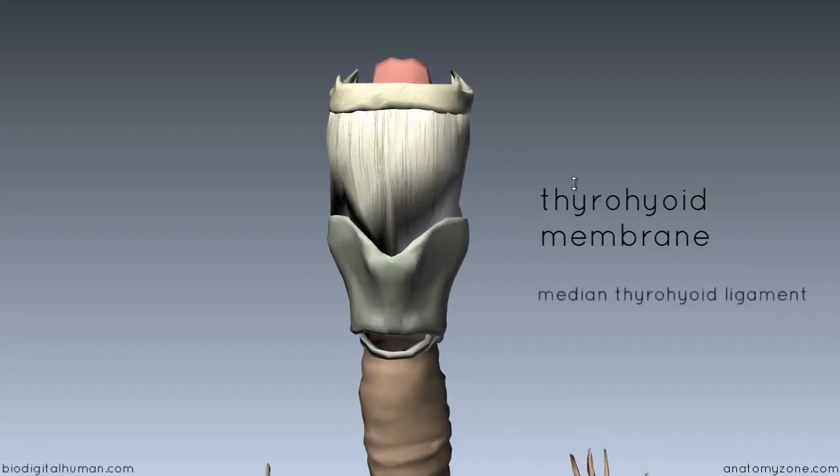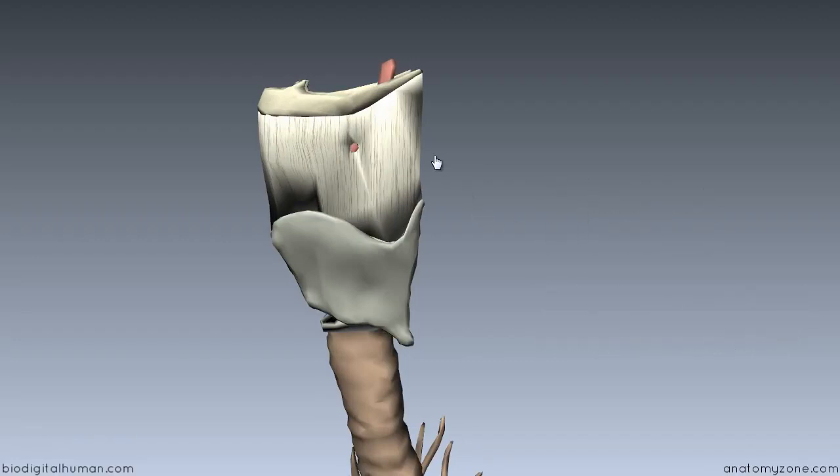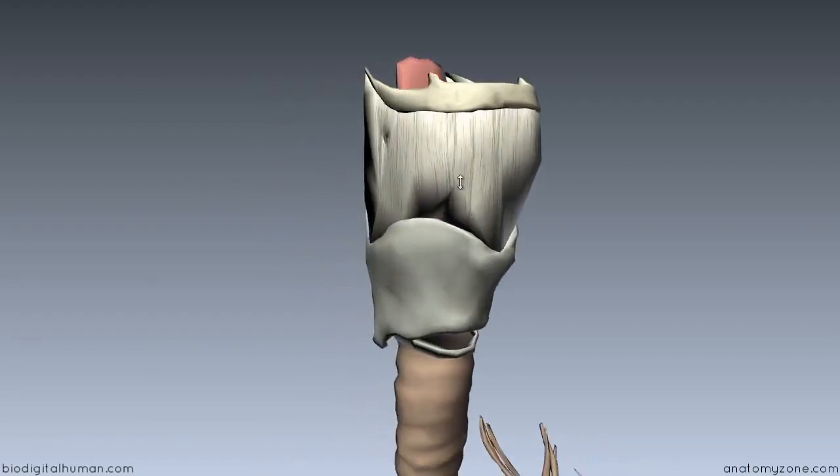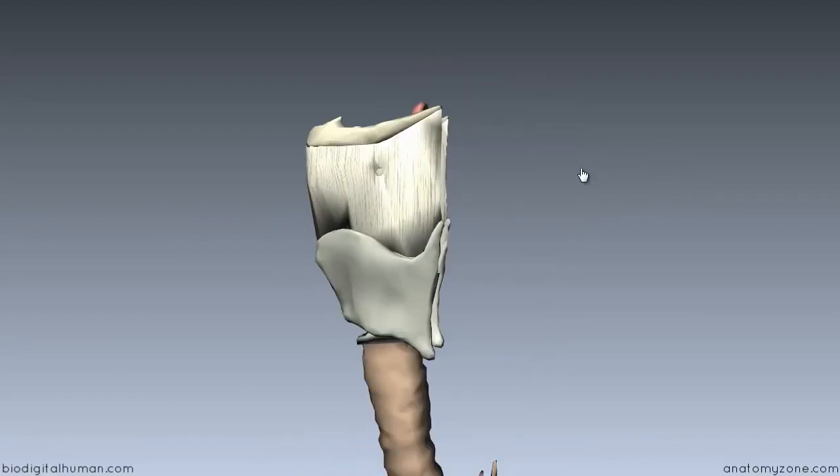ligament. And laterally, if you remember from the last tutorial, where the membrane attaches from the superior horn of the thyroid cartilage to the hyoid bone, it is thickened laterally to form the lateral thyrohyoid ligament. So you can also see this little hole in the membrane. So this is for the superior laryngeal vessels and nerve to enter. So the thyrohyoid ligament connects the thyroid to the hyoid.